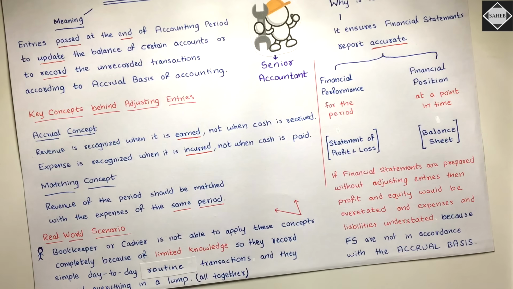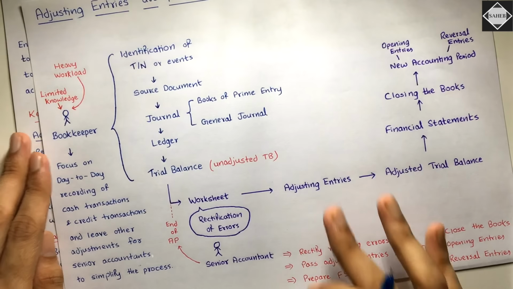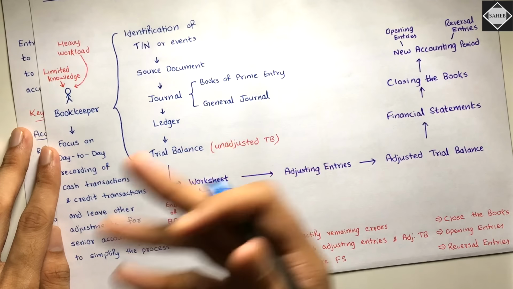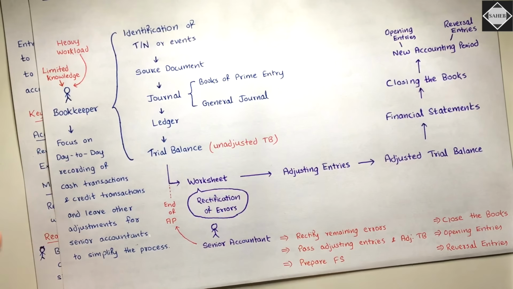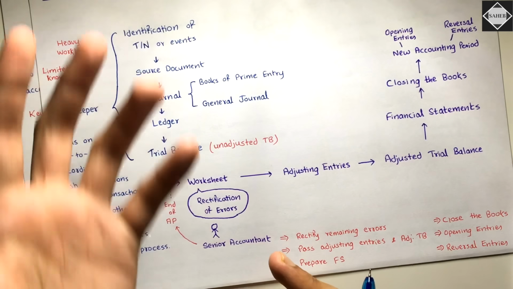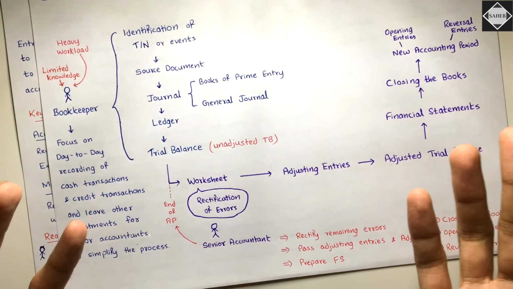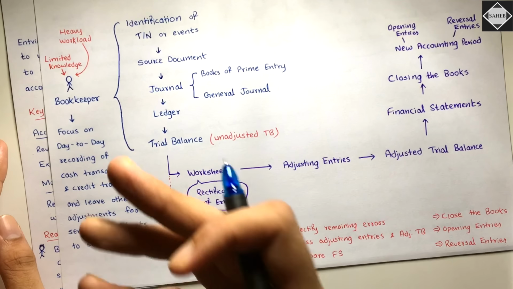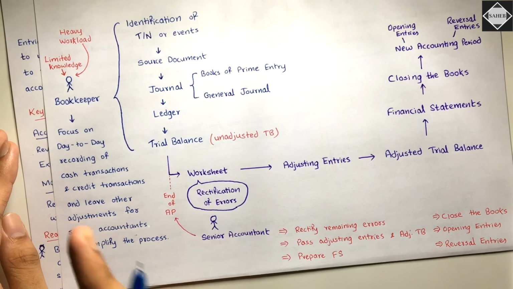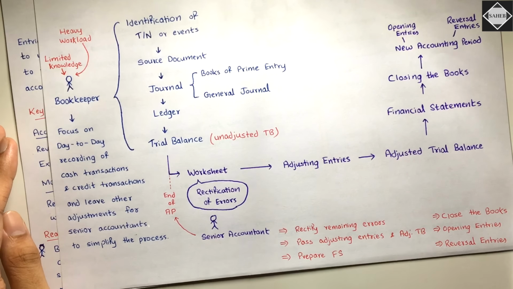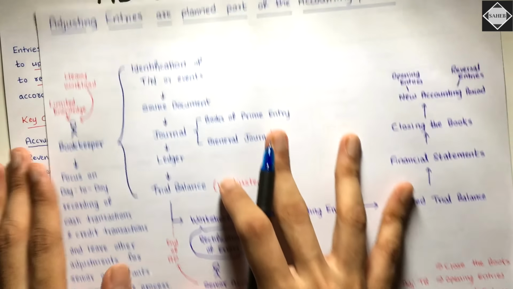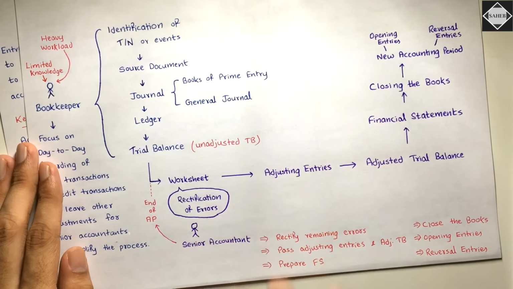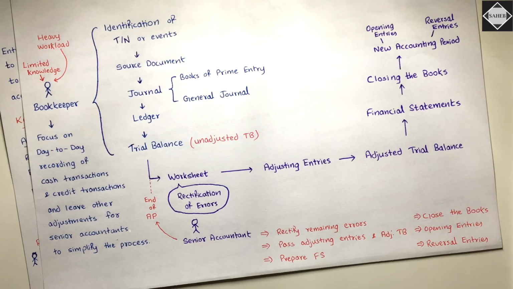Because lots of transactions are happening, and the systems can be complex, the cashier also will not have access to all the data. Let's say the cashier has a cash book, so he's just recording whatever cash is coming in and going out. And the bookkeeper also doesn't have access to all the data, so some entries will always be missed. That will be taken care of by the senior accountant at last. Is that clear? So adjusting entries are a deliberate process. Rectification entries are not like this. Fine. So this is the concept.